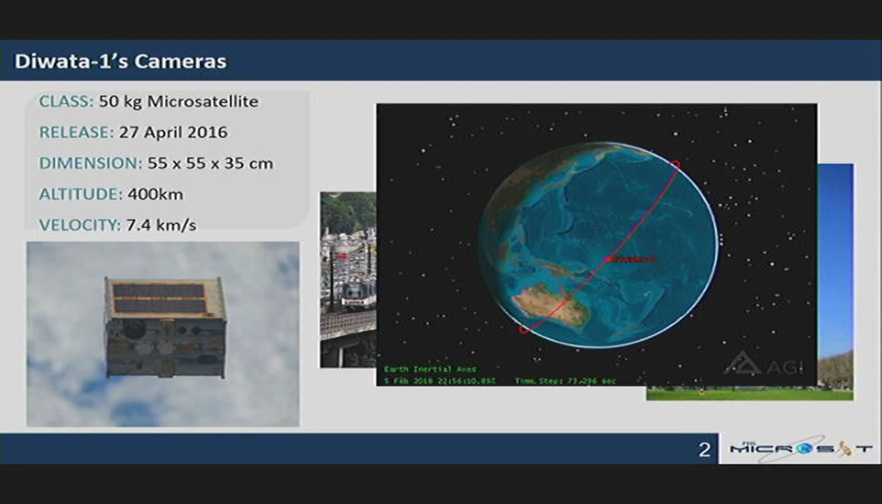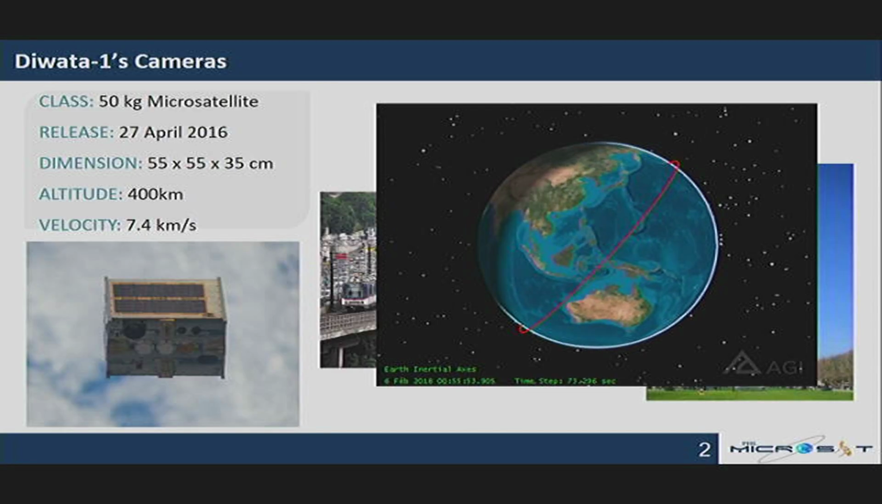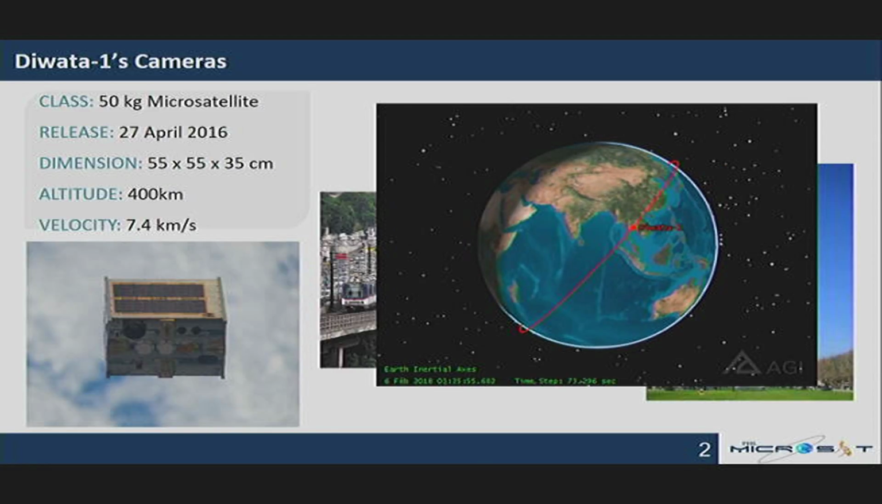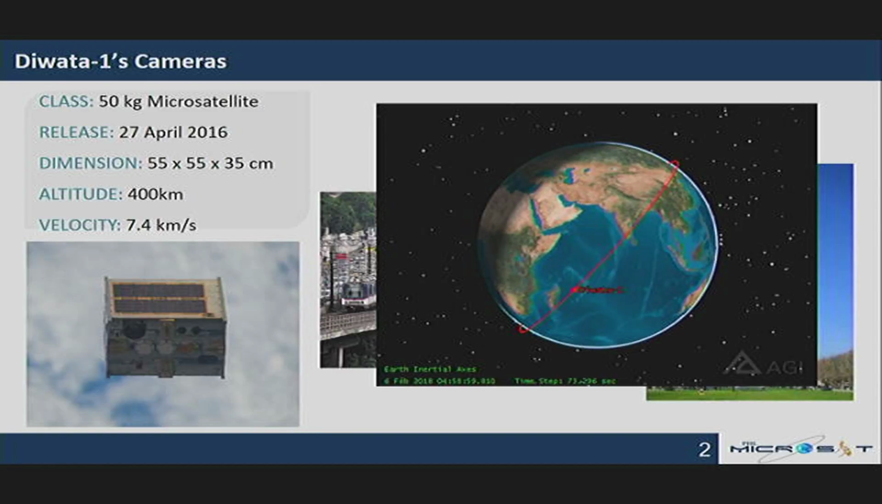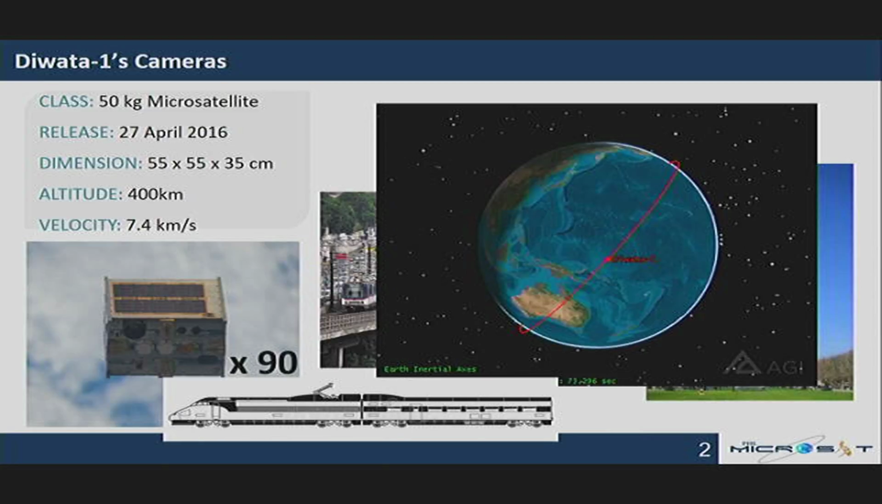So this is Diwata 1. This is a little simulation I made. Diwata 1 is the little red dot, and this red line is the orbit. At 400 kilometers, Diwata 1 orbits the Earth at approximately 90 minutes per revolution, and it travels at a speed of 7.4 kilometers per second. That's 90 times the speed of a bullet train. So that's really fast. It's per second, not per hour.